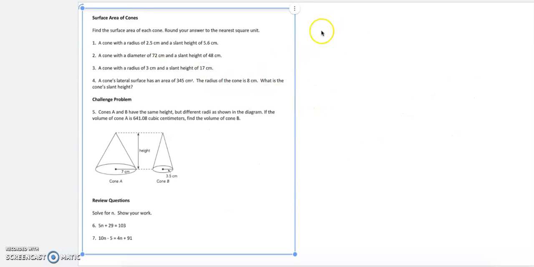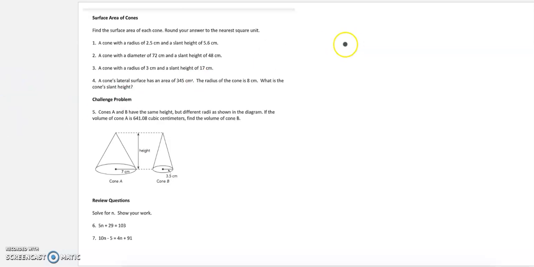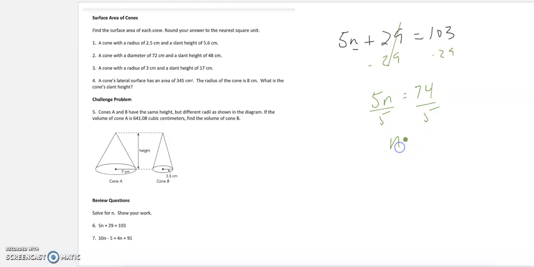Last two, just kind of a review here. So 5n plus 29 is equal to 103. Remember, my goal is to get this n by itself. So let's start getting rid of things. Let's get rid of that 29. So subtract 29 from both sides. I'm left with 5n is equal to 74. Divide both sides by 5. I wind up with n is equal to 14 4/5, or 14.8.